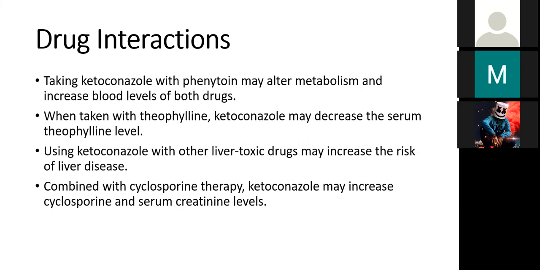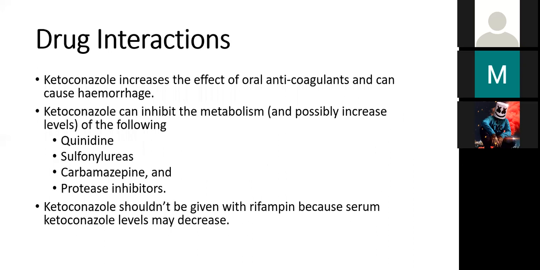When you take ketoconazole with phenytoin, which is an anti-epileptic medication, it will alter the metabolism of both medications and thereby lead to an increased blood level of the drugs. And then when you give it with theophylline, it decreases the serum theophylline level. Also when you give it with an anticoagulant, it can cause hemorrhage because it increases the effect of the anticoagulant. So for example, if you give ketoconazole with warfarin, the patient could bleed excessively.